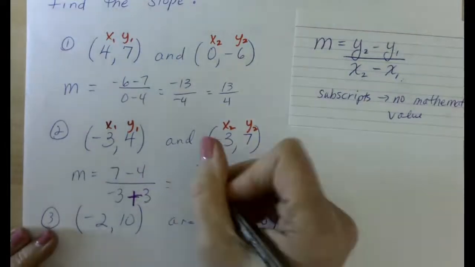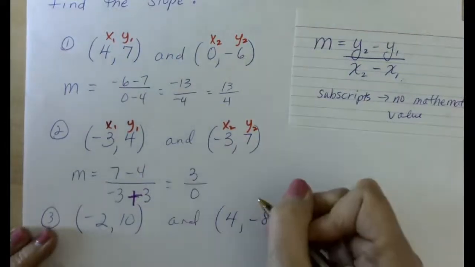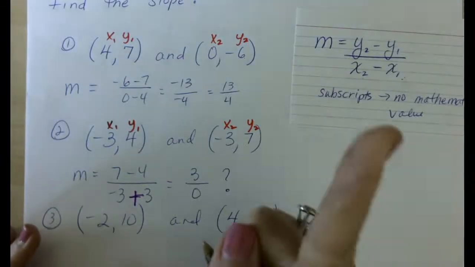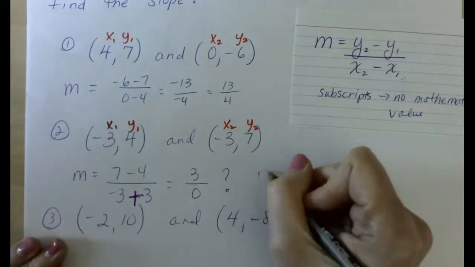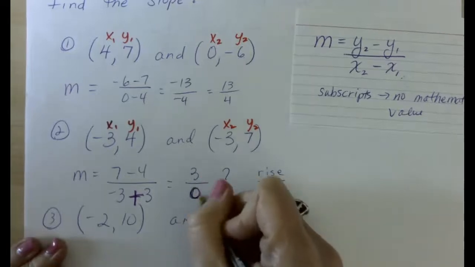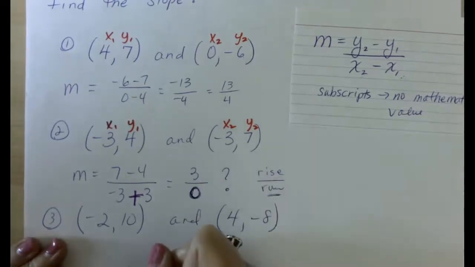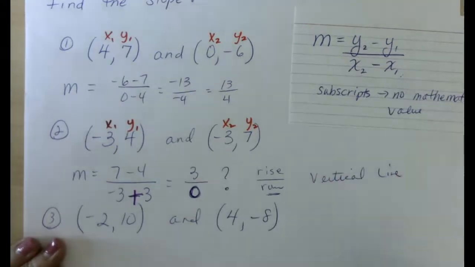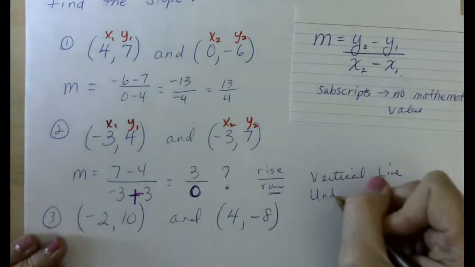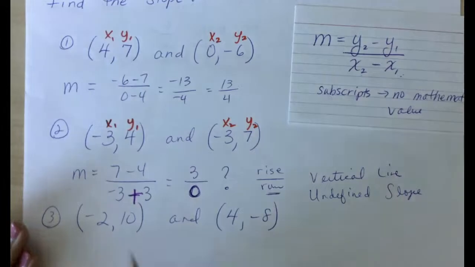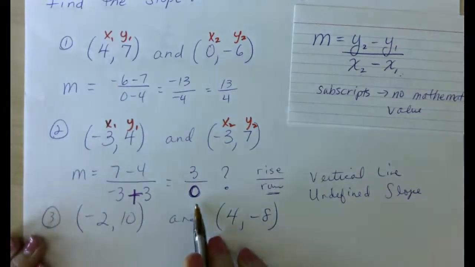What do we end up with? We end up with 3 over 0. What? Can we divide by 0? No. And if we think about slope in terms of rise and run, what kind of line never runs? A line that never runs only rises. That means that it's a vertical line. And a vertical line has an undefined slope. There you go.